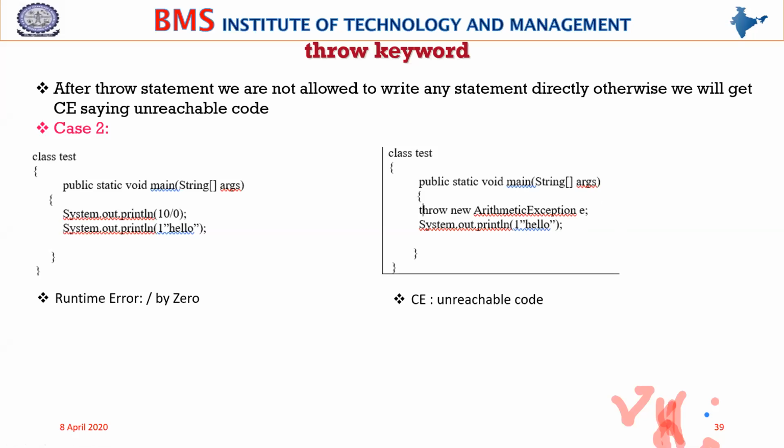So in this particular case, the statement that goes unreachable is this one. Why? Because as soon as I hand this exception object to the JVM, your control will not come back to execute the statements that follow your throw statement, right? So this statement goes unreachable. That's the reason I told you that after the throw statement, we are not allowed to write any statement directly. Otherwise we get a compilation time error telling unreachable code.